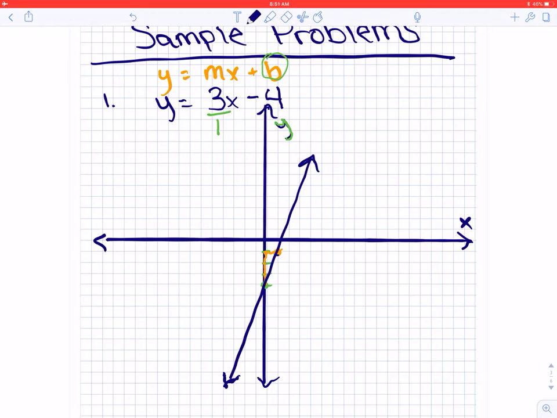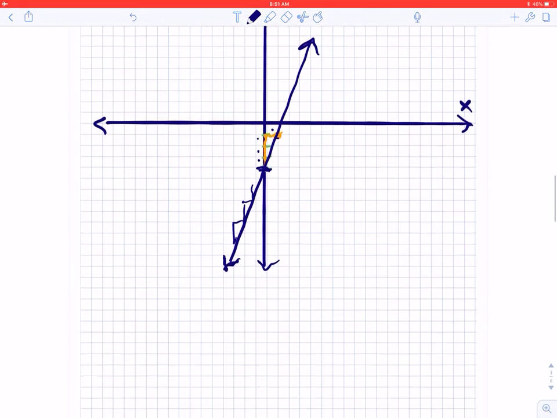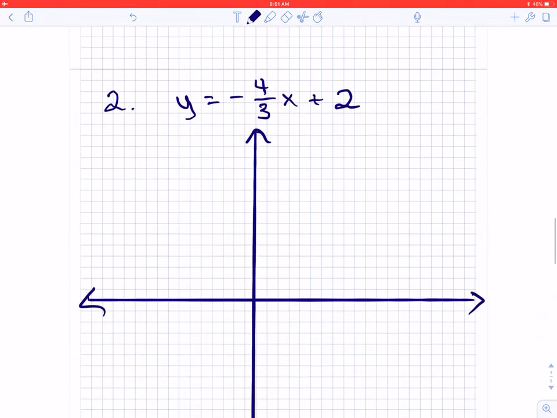So again, I know I graphed this correctly because it starts at -4, and my slope triangle goes up 1, 2, 3 over 1. This is a positive line. If I were walking upstairs, I'd be walking up, up, up, up, up. It's going upstairs. All right, let's try the next problem.